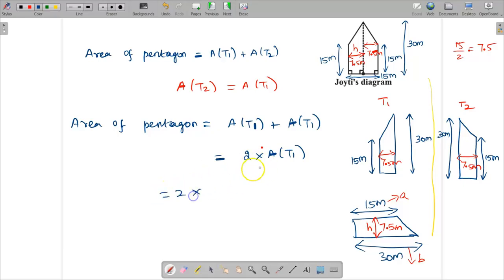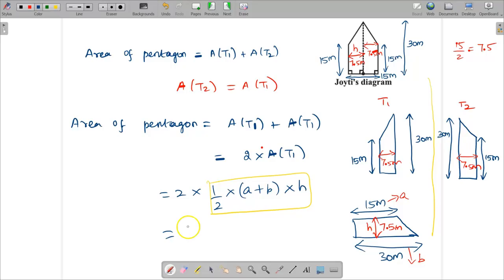So 2 into, what is the area of a trapezium? It is 1 by 2 into, the general formula it is what? 1 by 2 into (A plus B) into H. So this is the general formula. So this part alone is the area of a trapezium. And here 2 times the area is repeated. So I can write it as 2 into this value.